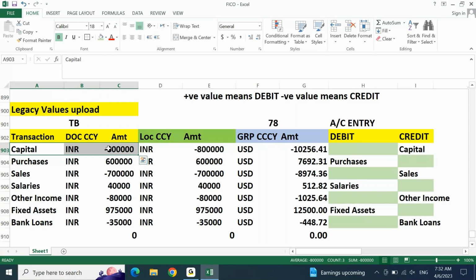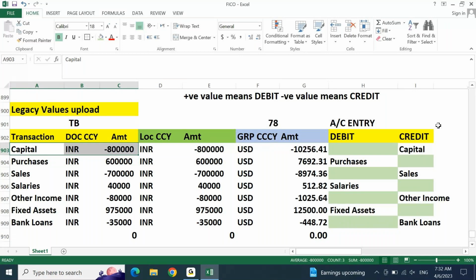Yes, sir. In trial balance, if the amount is positive or on the debit side, in your journal entry you are going to take it on the debit side. Credit side will be missing. Similarly, if you have credit side, your debit side will be missing.